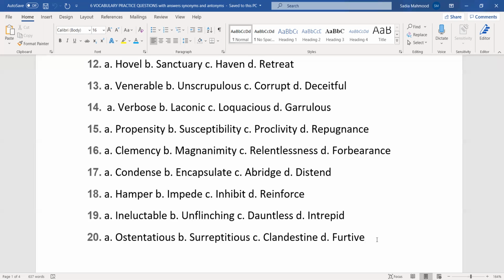If you do not know the meanings of these words, it is advisable to pause the video, look up the synonyms, and understand the meaning of each word so that you can narrow down your answer to the odd one out.